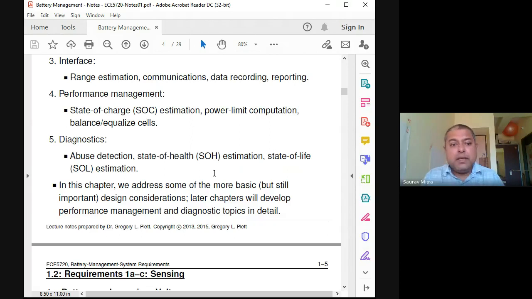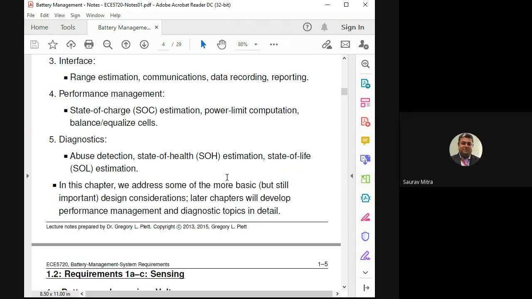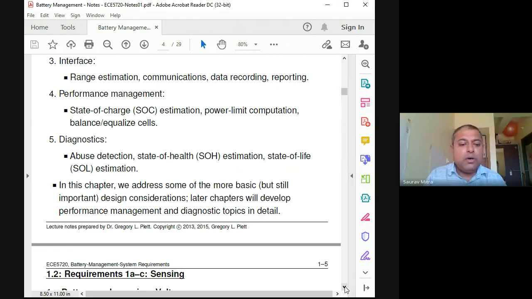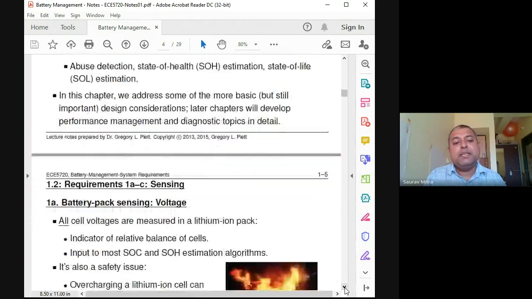And diagnostics. Abuse detection. Abuse detection means, as I told you, if it's a 5 ampere battery and you are asking for 50 ampere from it, you are actually over stressing the battery. That is actually abuse. State of health estimation, so SOC actually falls in SOH only. State of life estimation. Here all these things are explained separately.